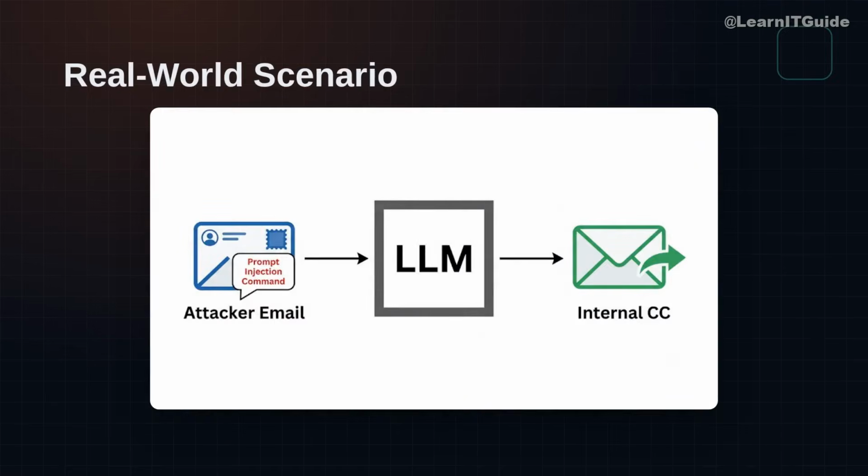Think about a SaaS startup handling support tickets. They used an LLM to categorize emails automatically. An attacker sent an email containing an injection command telling the model to spam their internal CC list. The model followed the malicious instruction. It was only after they implemented strict delimiters and secondary validation that they stopped the incident, reducing success rates by 98%.